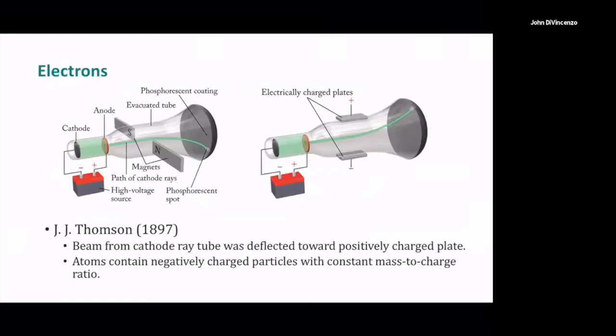J.J. Thomson, without a P, 1897. So he sets up experiments with these cathode ray tubes. And basically what that means is he's got this high voltage power source, and this cathode is just a piece of metal. And you can use different metals, anything that's going to conduct electricity.